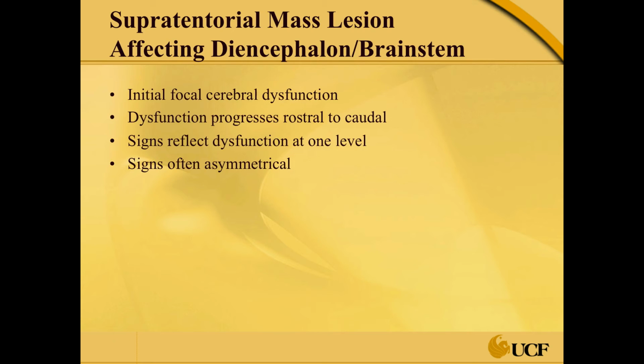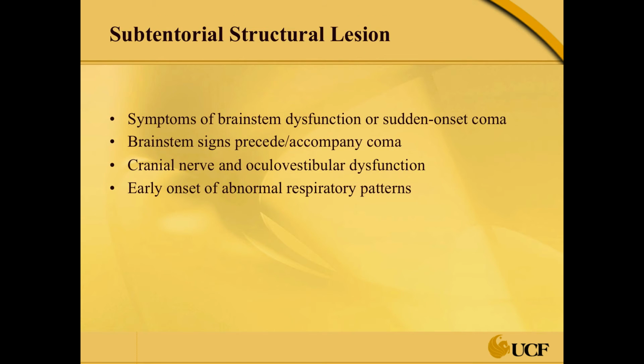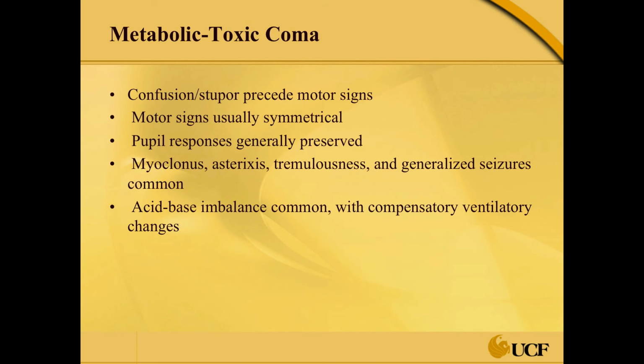Supratentorial mass lesions affecting the diencephalon and the brainstem. It's an initial focal cerebral dysfunction that progresses rostral to caudal, and signs are reflective of the dysfunction at one level, and it's often asymmetric. Subtentorial lesions: symptoms of brainstem dysfunction or sudden onset of coma. Brainstem signs can precede the coma or accompany it. Cranial nerve and oculovestibular dysfunction and early onset of abnormal respiratory patterns in subtentorial lesions as well.